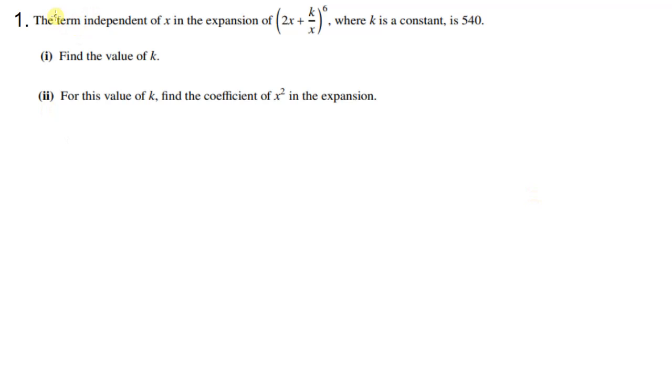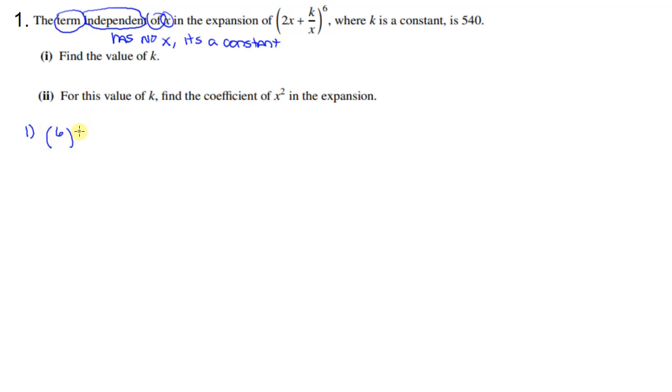Okay, for this problem, they want us to find the term that's independent of x. So we've got to know what that means to start off. Basically, it means this is a coefficient that doesn't have an x. It's a constant. So what we're looking for is a term that doesn't have an x. It's not multiplied times x. So anyway, let's go ahead and write this down.